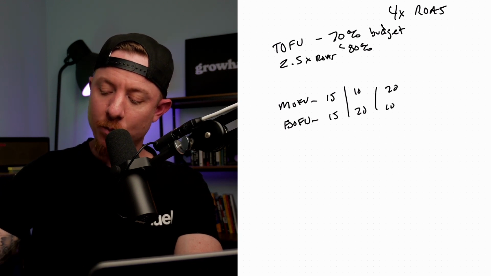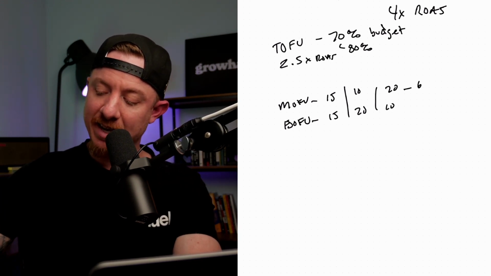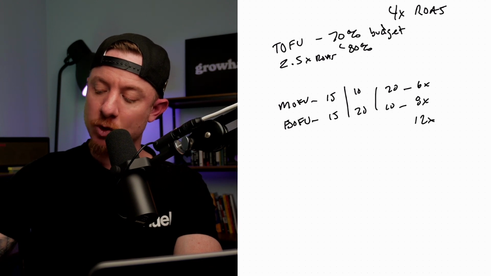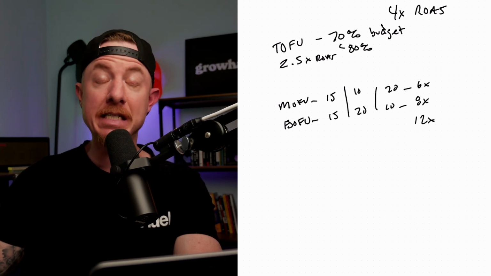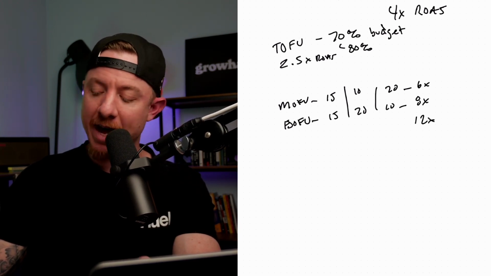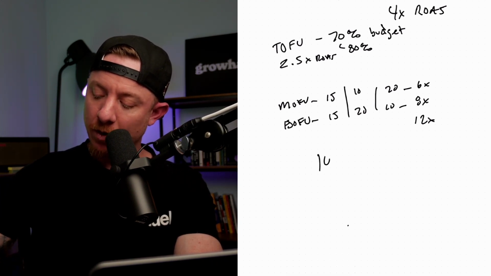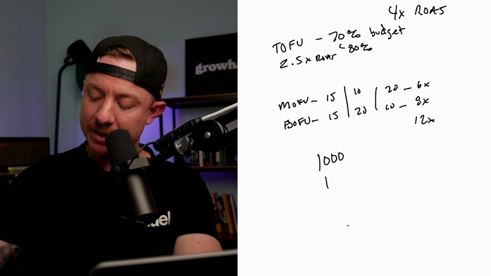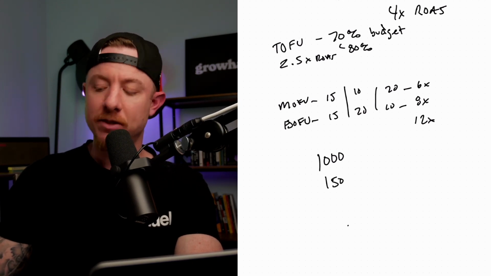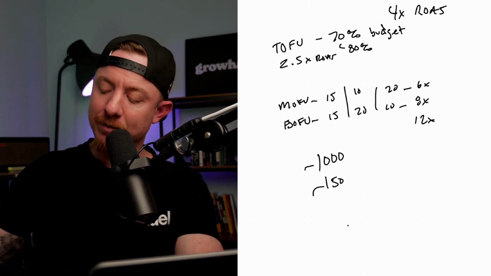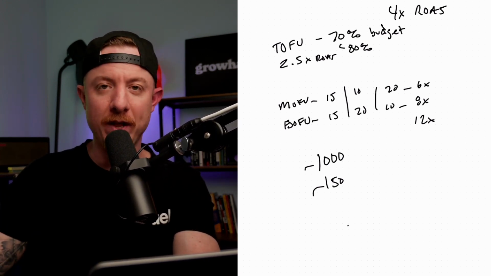Okay. And then what I would get in MoFu would be like a 6. And then BoFu would be like an 8. And then BoFu catalog sales was like a 12x ROAS. It was absolutely insane before iOS 14.5. Essentially what that means is when these audiences used to be like 1,000 people, now it's like 150 or less. So you're just not giving it enough room to find these audiences, especially equating to ad spend and impressions and all that kind of stuff.